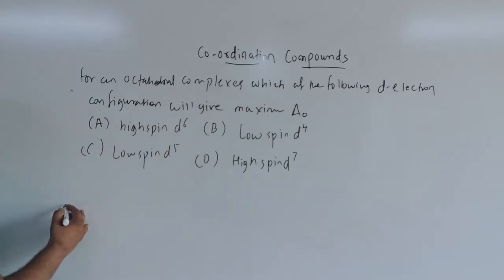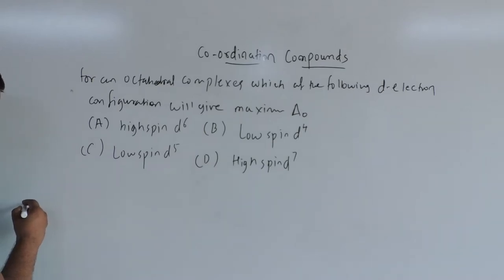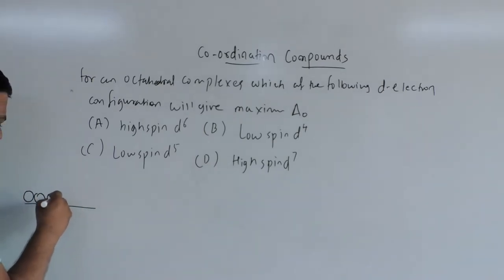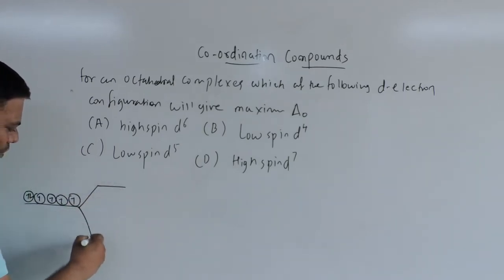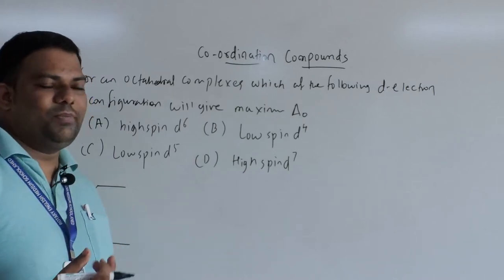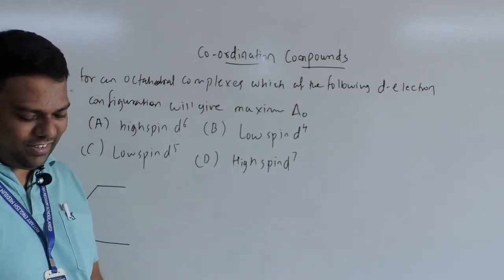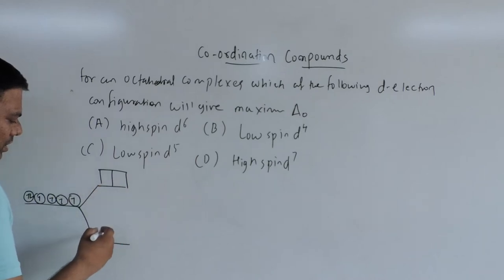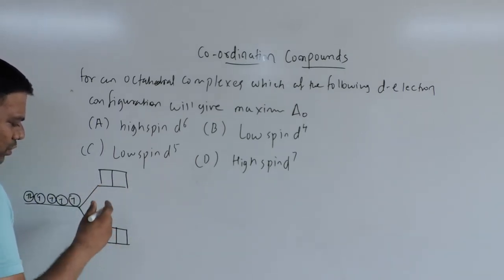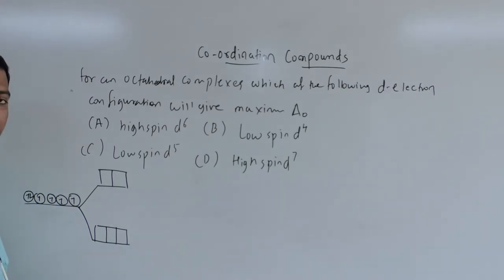So what will happen, say d6, as you know, we can write like this, 1 2 3 4 5, 1, 2, 3, 4, 5, 6. Okay, d6. Now, as you know, octahedral complex is here. Yes beta, energy of eg orbital is greater. So, you can mention here. You can make a box or a circle also. Okay, for this. Now see here, these d6 electrons we have to fill up.